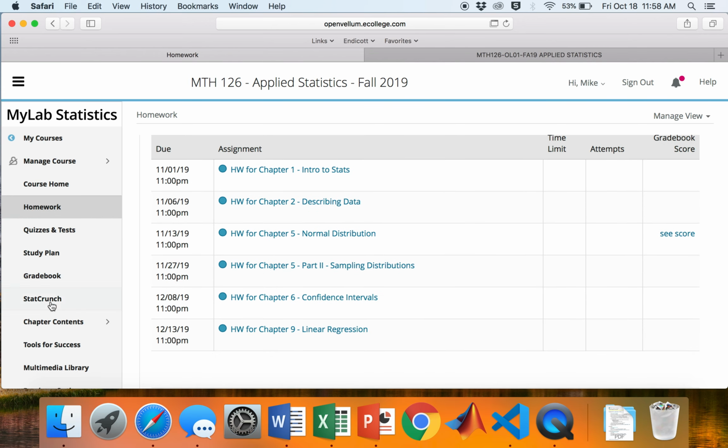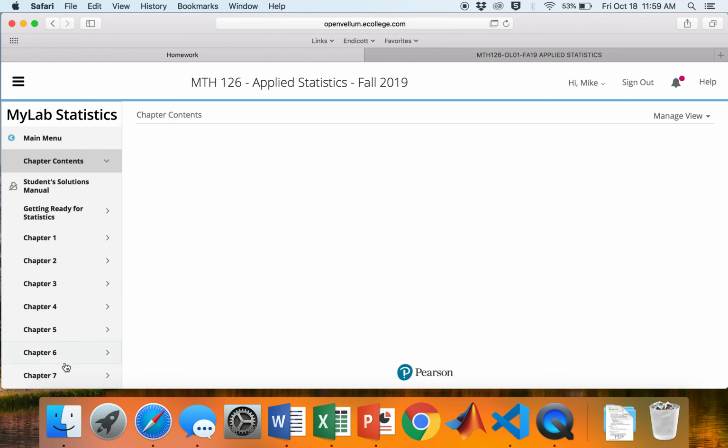The other thing that you might, of course, want to look at, and that you need to look at for the first homework assignment, this Intro to Stats assignment, is you need to actually access the ebook. To get to the ebook, I don't know why they didn't just put textbook over here as one of the options, but they chose to list the ebook or get to the ebook by clicking chapter contents. So if you click on chapter contents, this is the ebook.